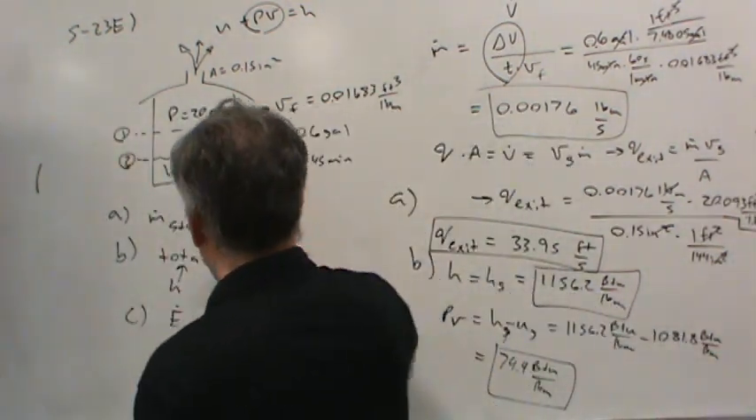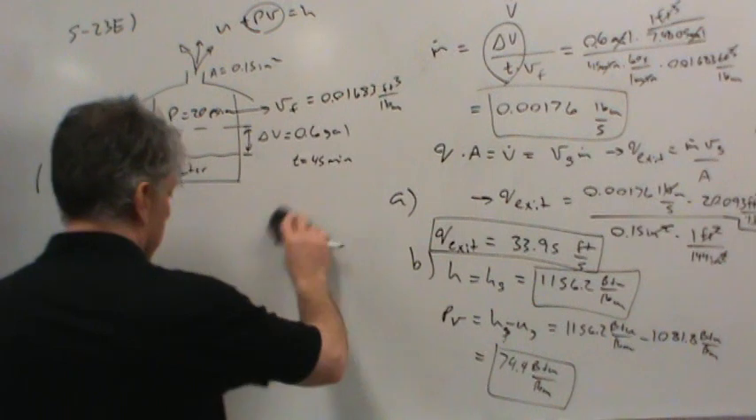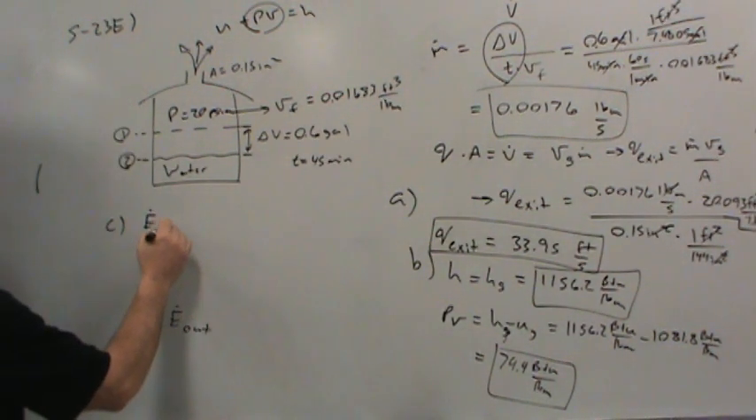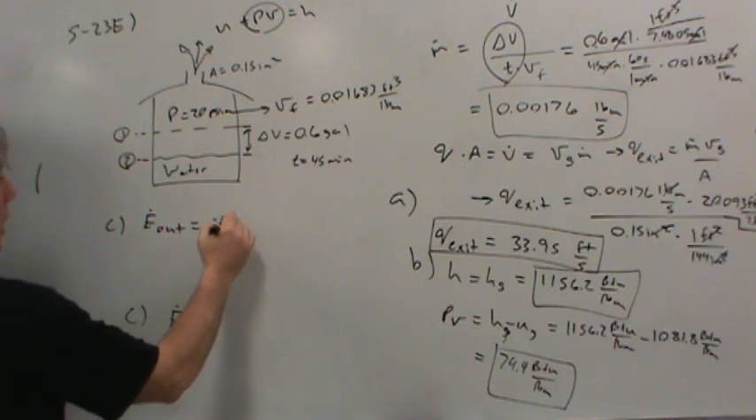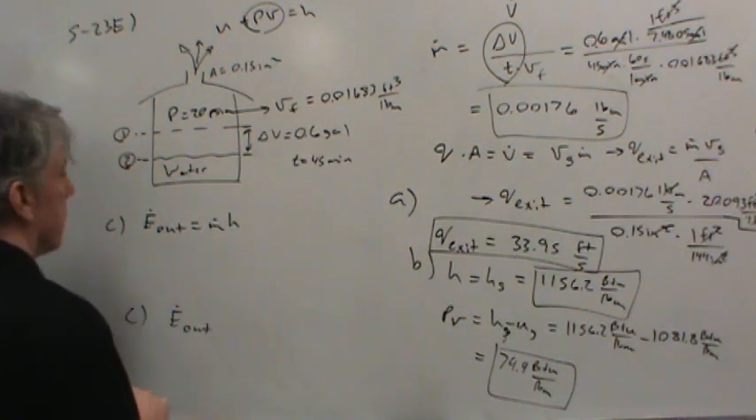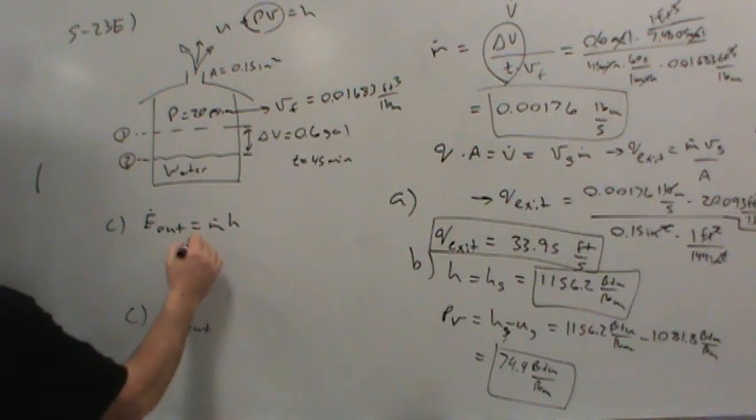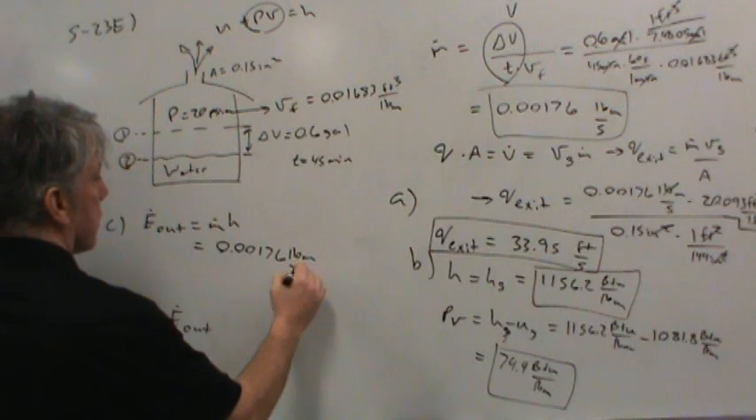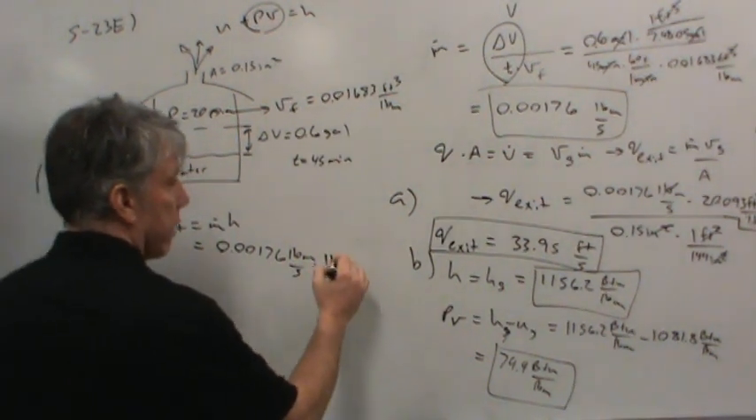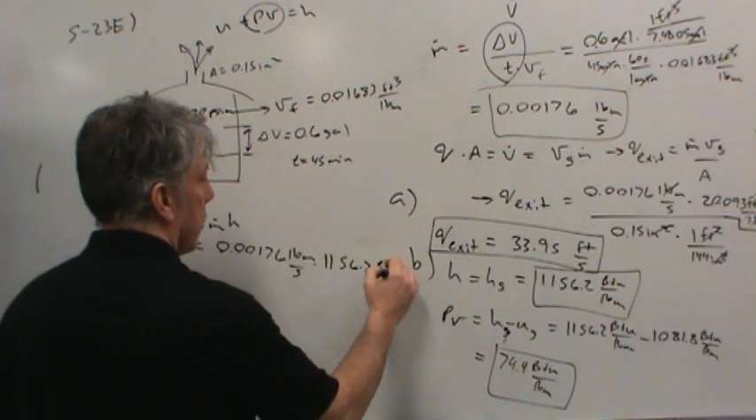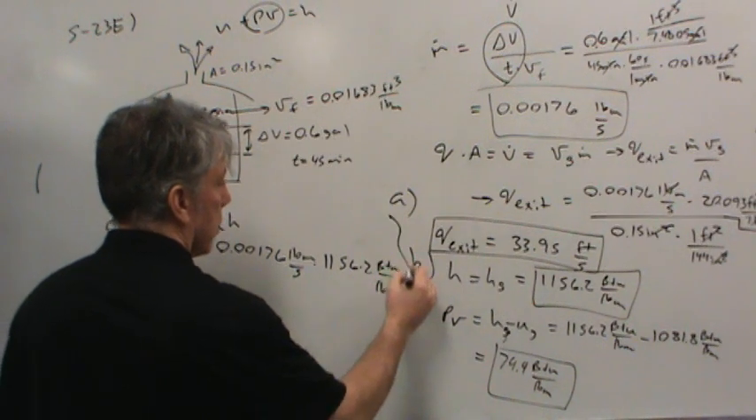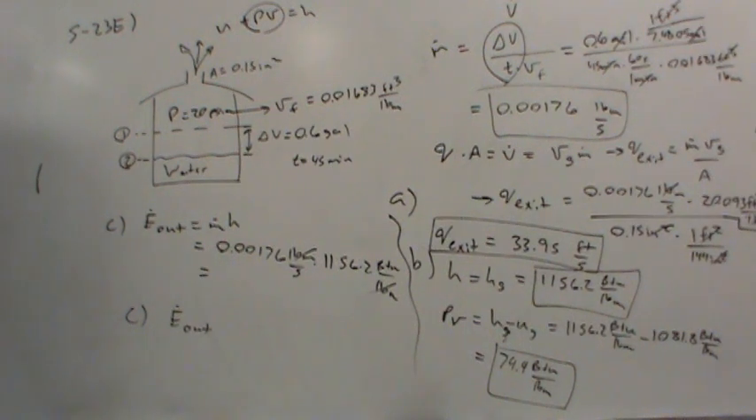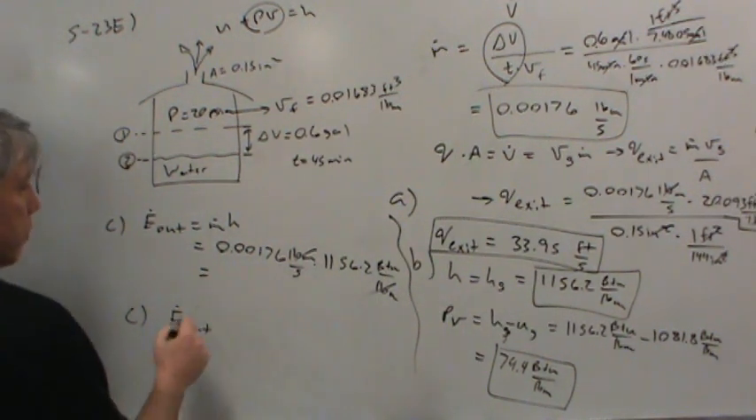What about the power output being carried by mass? So part C. Well, power output carried by mass would be the mass flow rate times the enthalpy that it carries. Okay? And so that would be 0.00176 pounds per second multiplied by 1156.2 BTU per pound. If you multiply that up for me, please. It'll be about 1 point something.